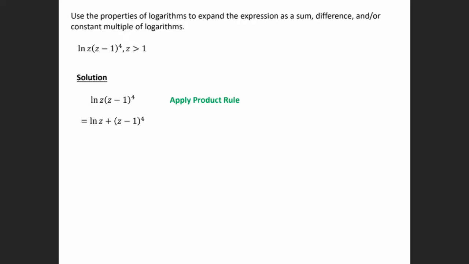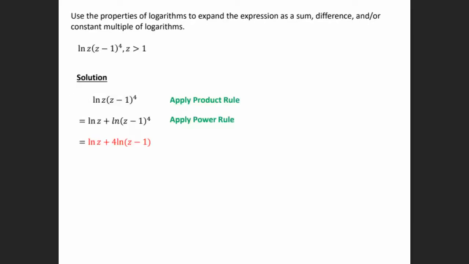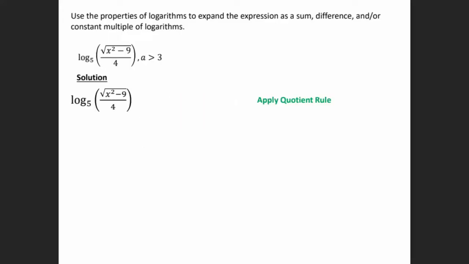Natural log of z plus, sorry, this is supposed to say natural log here as well, natural log of z minus 1 to the fourth power. Now I'm going to apply my power rule. Now it's fixed: 4 times natural log of z minus 1. And I'm done. That would have been my answer. So I think I have time to slow down and this will be my last example.